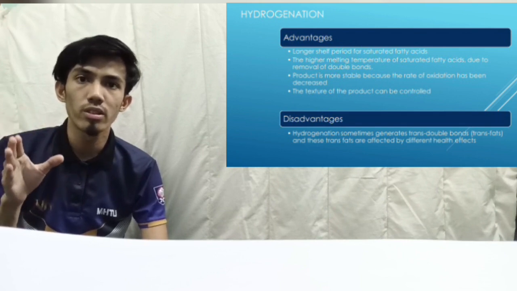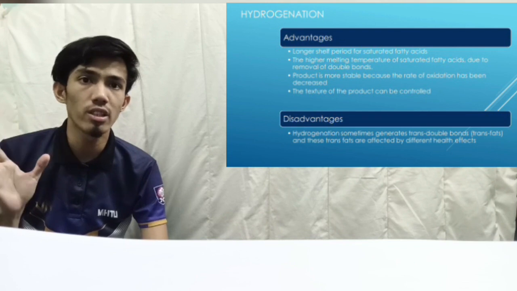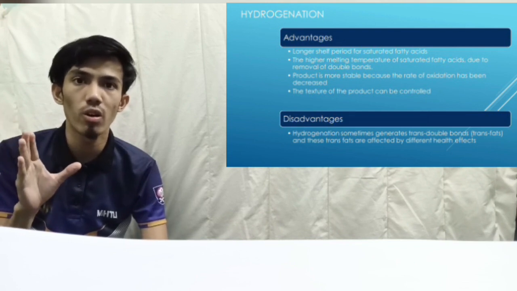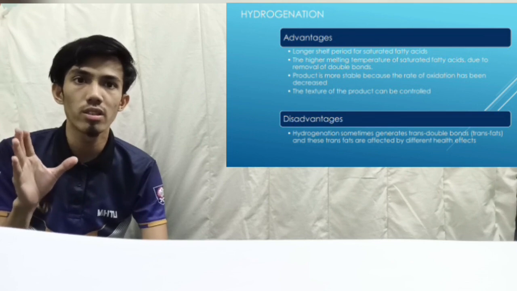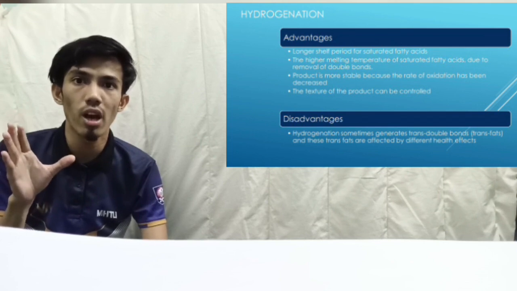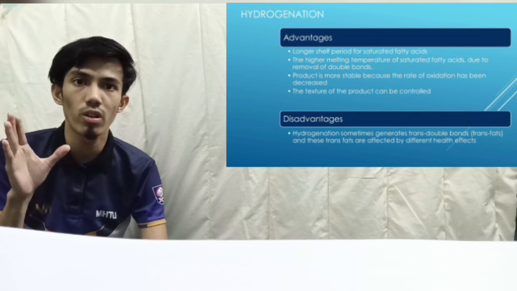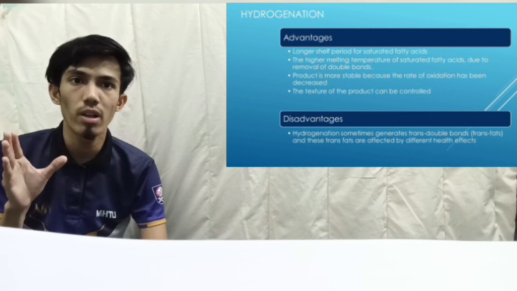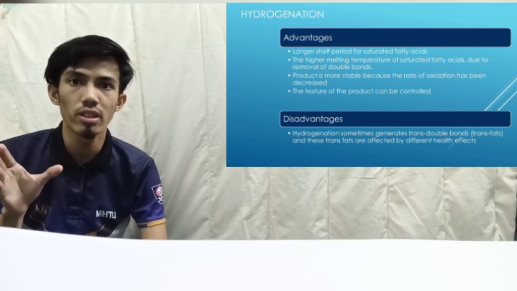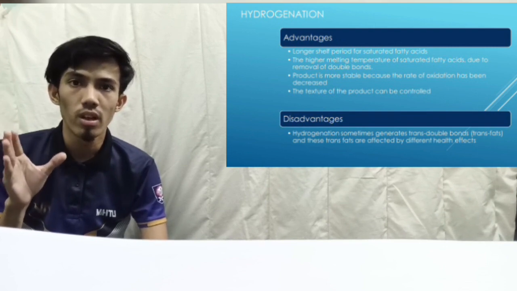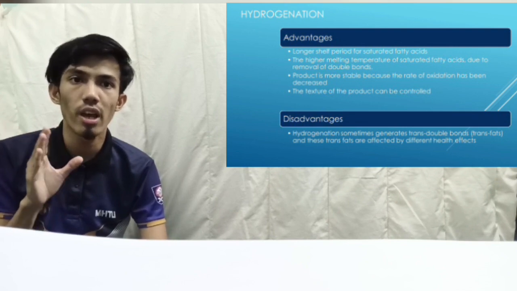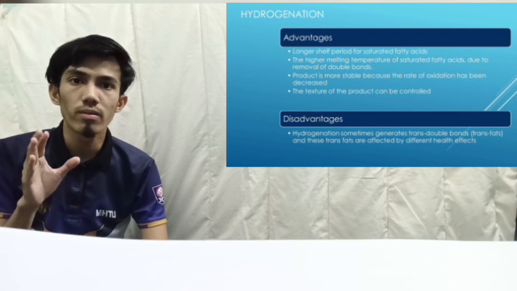First, hydrogenation is the mechanism of raising the amount of double bonds in the molecule to transform unsaturated fatty acid into saturated fatty acid. Some of the benefits of fat hydrogenation is a longer shelf life for saturated fatty acid. Hydrogenation also has the benefit of a higher melting temperature of saturated fatty acid due to the removal of double bonds. Next, the product is more stable because the rate of oxidation has decreased, and furthermore, the texture of the product can be controlled.